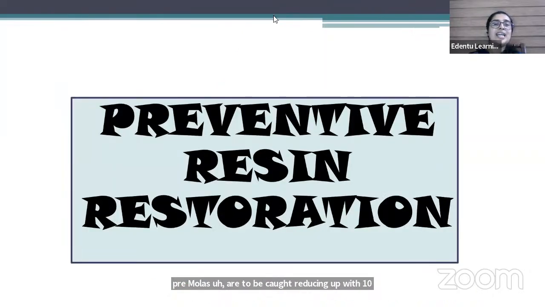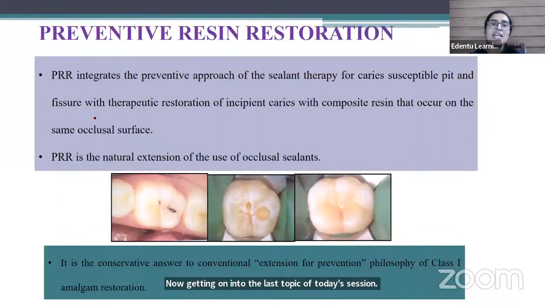Now getting on to the last topic of today's session, that is the preventive resin restorations, PRR.